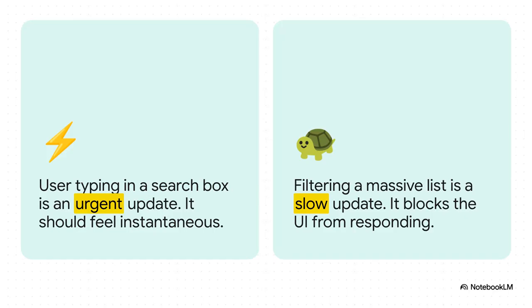And this is where the real problem lies. You have these two different kinds of tasks. There are the fast, urgent parts, like you typing in a search box. That should feel instant. But then you have the slow, non-urgent parts, like filtering a list of 10,000 items. The big issue? The slow part blocks the fast part. It literally holds your keystrokes hostage, and the entire UI just grinds to a halt.